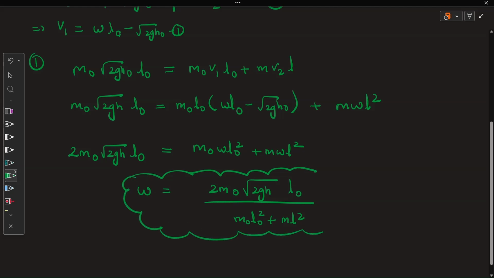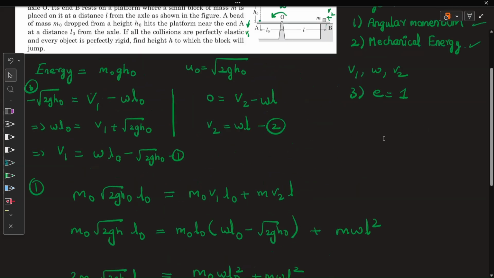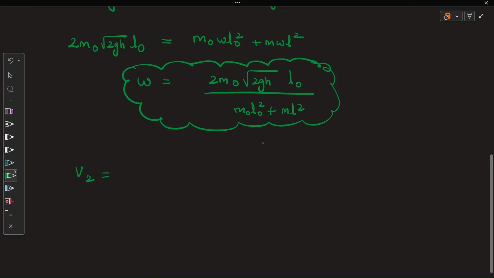Now what next? We have to find the value of v2. What is v2? From equation 2 you get v2 is omega into L. So if I multiply this with L, we get v2. So 2m naught under root 2g h naught into L naught L whole divided by m naught L naught square plus m L square gives v2.